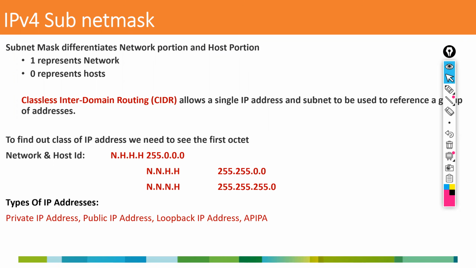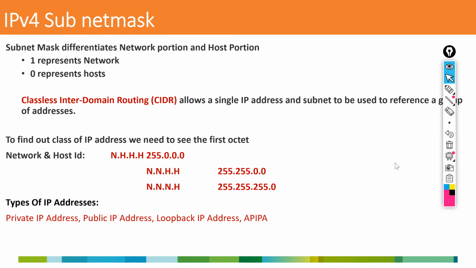Now you got it. What is an IP address? How many versions do we have? The difference between IPv4 and IPv6. Again, what is IPv4? How many octets? How many bits? Who designed this? And how many classes do we have? What is a subnet mask? Why do we require a subnet mask? And how many different types of IP addresses do we have, like private, public, APIPA, and loopback.